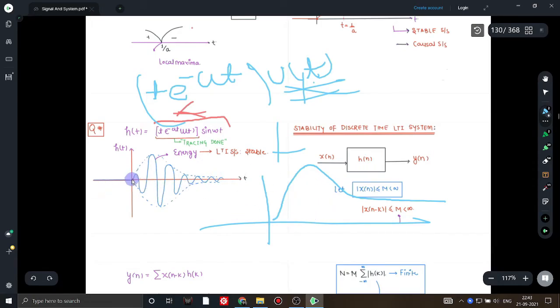First we draw the graph of this function, that is t into e power minus at, which should look like this, and it is multiplied by u(t). So all the graph before zero is zero. We assume it to be zero. Then we take a mirror image of it. It should look like this.